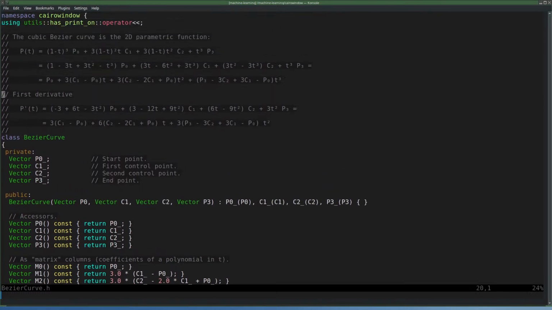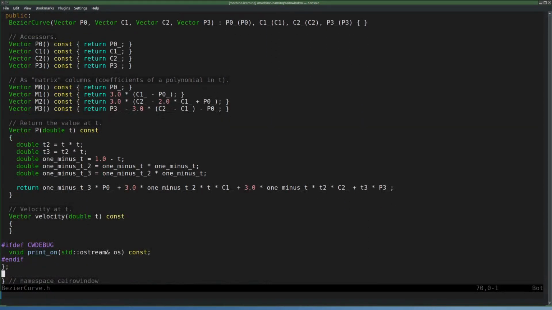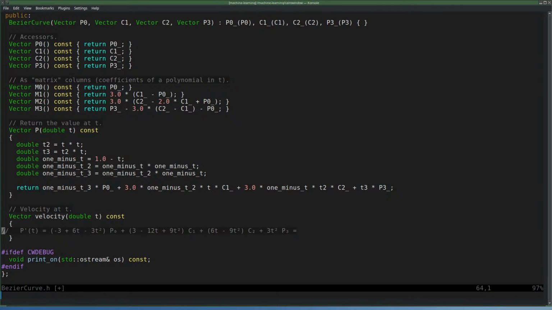Velocity is, I'm going to use this one. It's also a minus. This minus 3 out of it.